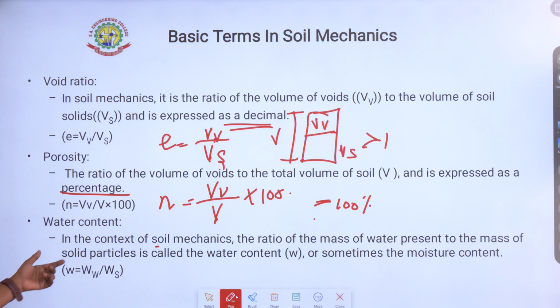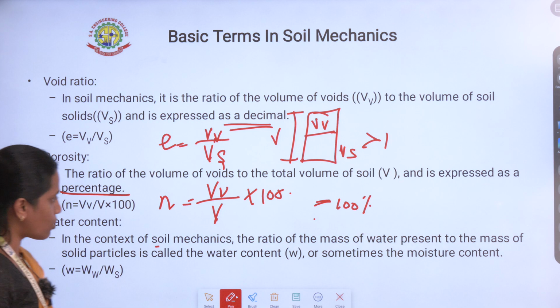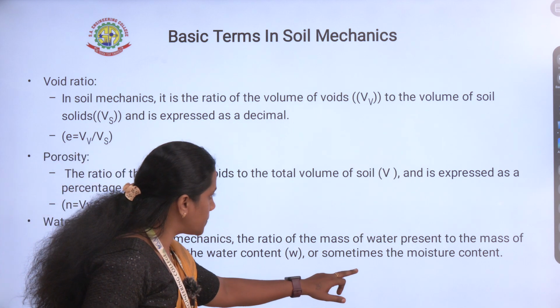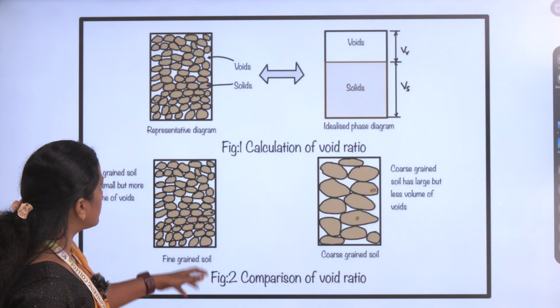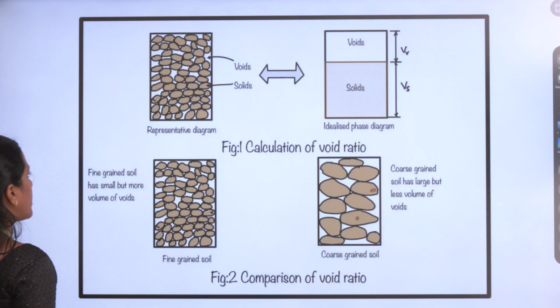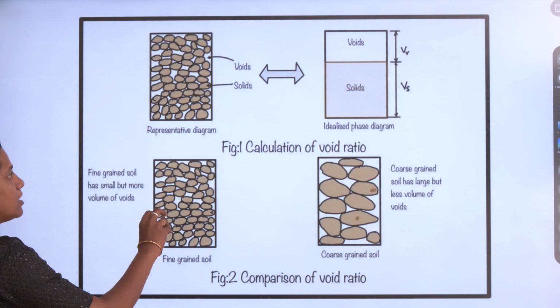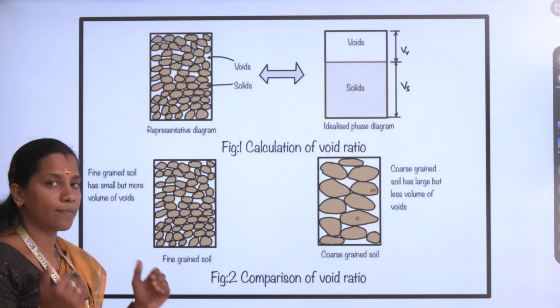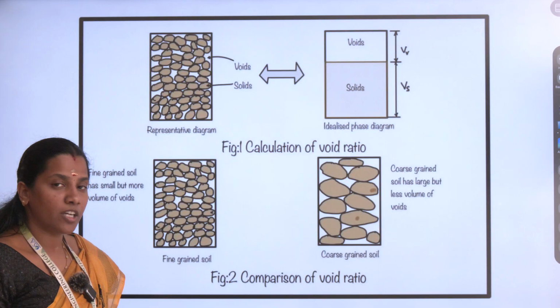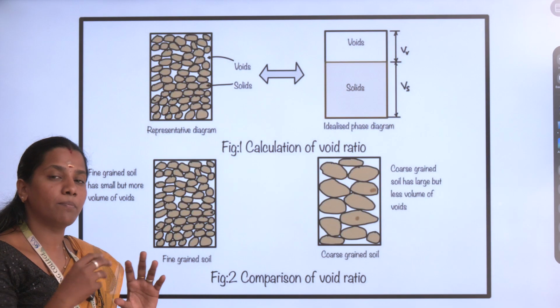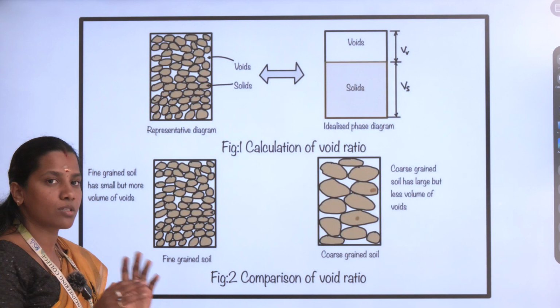Coming to water content, it is the ratio between the weight of the water and the weight of the solids. And this is void ratio and porosity. Void ratio means I am comparing the voids with my solid particles, not with the entire volume. Porosity means I am comparing the voids with the entire volume of the soil.